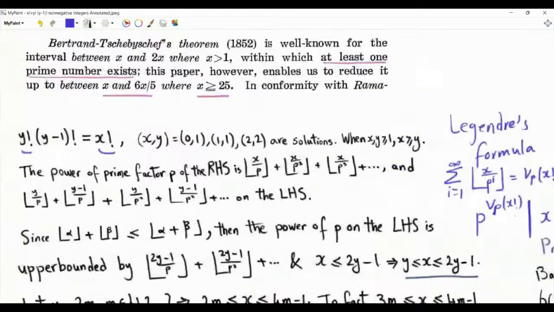We can apply the same formula to the right-hand side, noting that we now have the product of two factorials. Applying the formula to the factorial of y gives us that the power of the prime factor p in the factorial of y is floor of y over p plus floor of y over p squared, and so on. And then the power of p in y minus 1 factorial is the floor of y minus 1 over p plus the floor of y minus 1 over p squared, and so on.